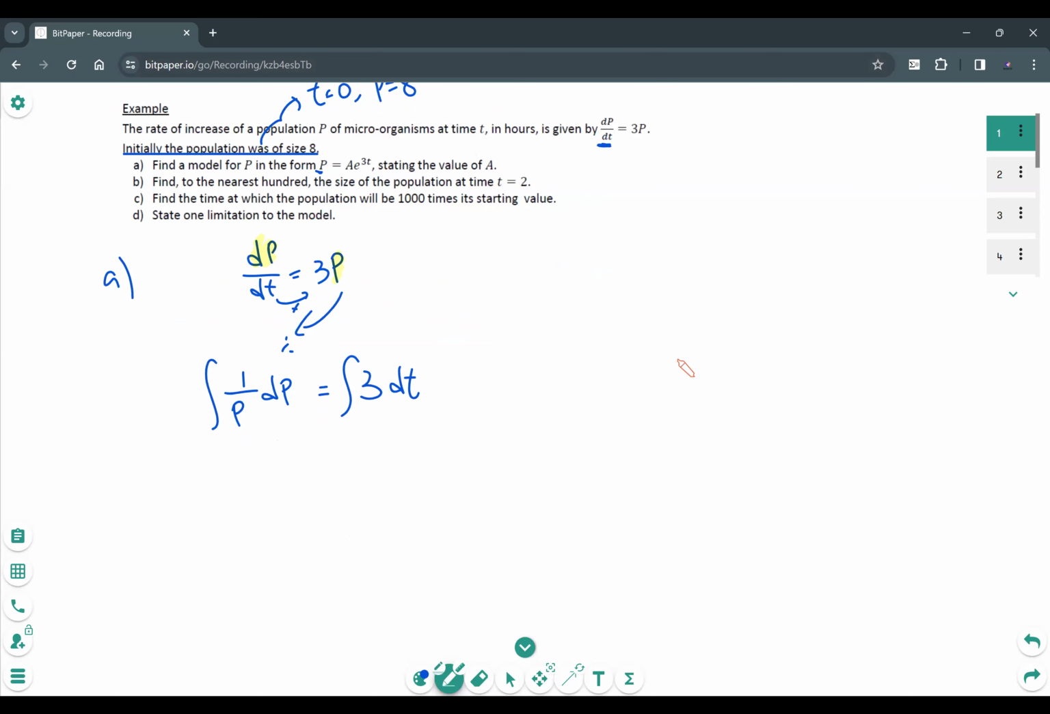We just integrate left side, which is ln P. On the right side, it's just 3t. Don't forget the plus c. So some of you might be asking, why do we not put a plus c on the left side? Why do we need a plus c on the right side?